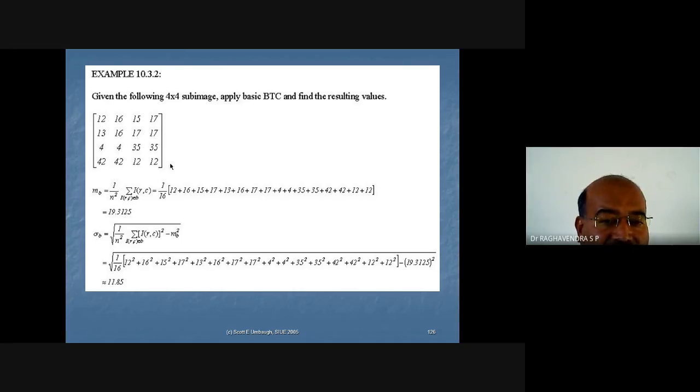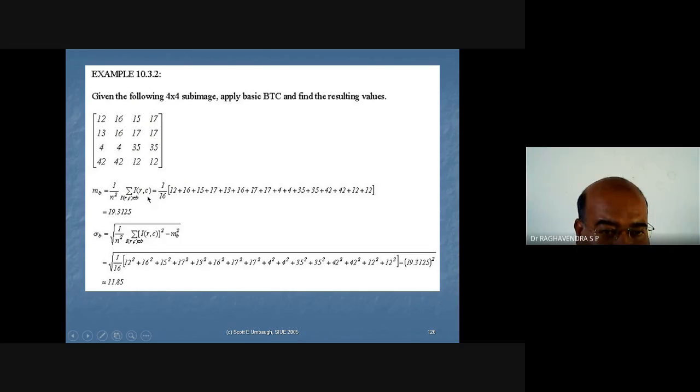Once the mean has been evaluated, we shall go for the variance. The formula for the variance is the square root of 1 by n square into the summation of the grade levels squared minus mb square. We have evaluated the mean as 19.3125, and that has to be substituted. Substituting n, we know n is 4, so it is the square root of 1 by 16, because 4 square is 16.